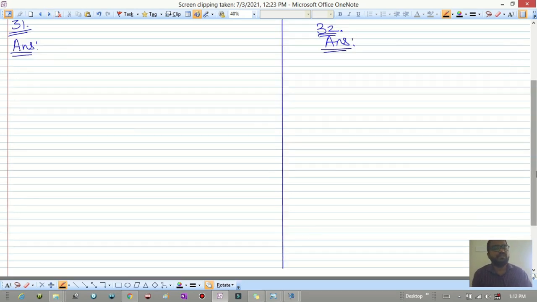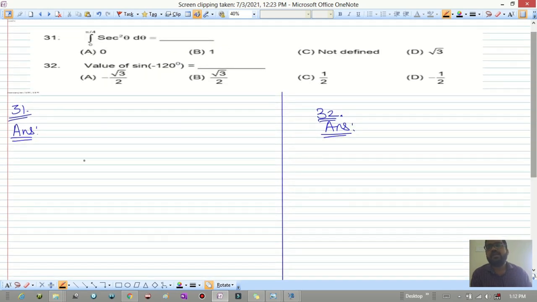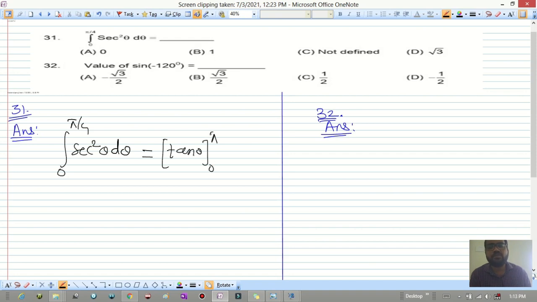Okay, 31 now. 31, integral secant square theta d theta from 0 to pi by 4. So secant square theta integration is tan theta from 0 to pi by 4. So it will become tan pi by 4 minus tan 0. Tan pi by 4 is 1 minus 0. So it will become 1. So option B is the correct option.